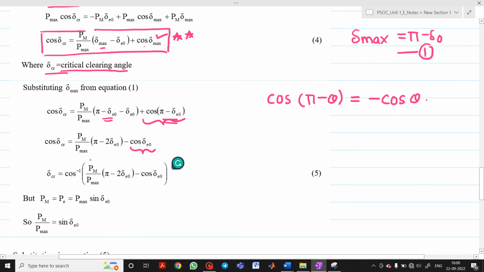So I can again write the formula for delta CR. What is the formula for delta CR here? Cos inverse PM upon P max, pi minus 2 delta 0, minus cos delta 0. This is your equation number 5.